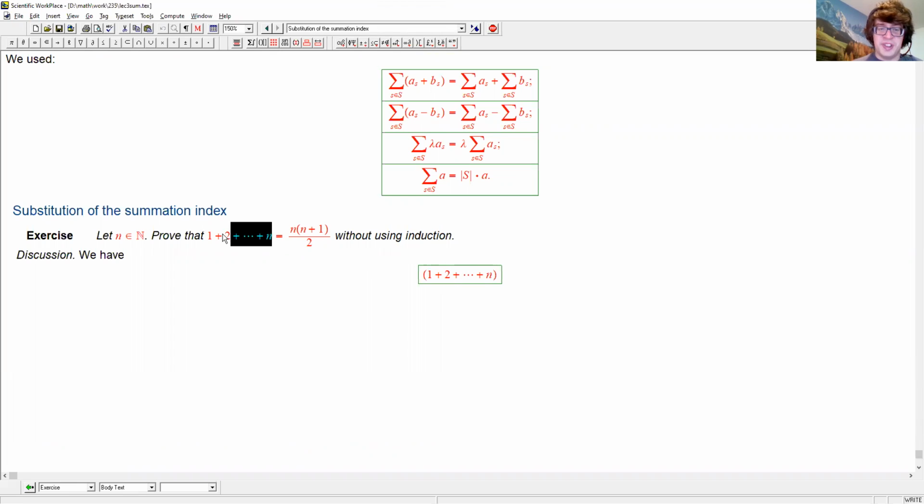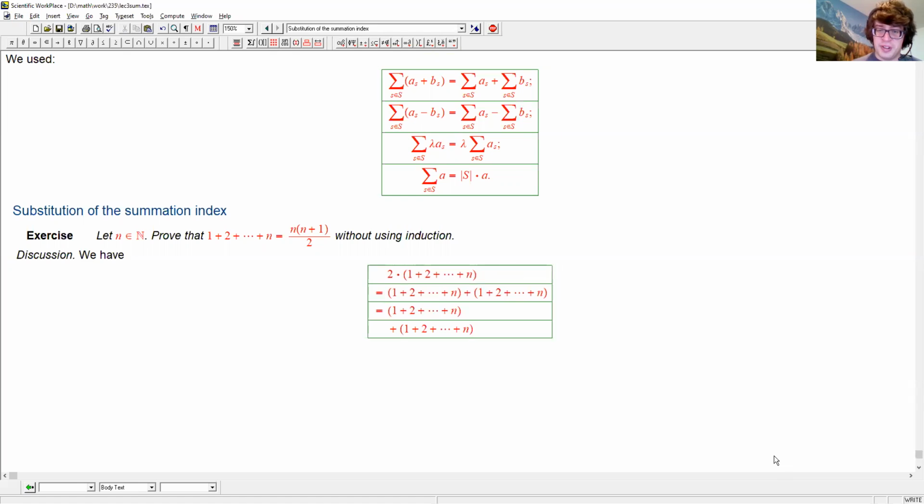Well, if you want to prove that something is something else over 2, it's reasonable to just multiply the something by 2. So we want to prove that 2 times the sum, that should be n times n plus 1. Why? 2 times something is the something plus itself. Let's design them as a square.